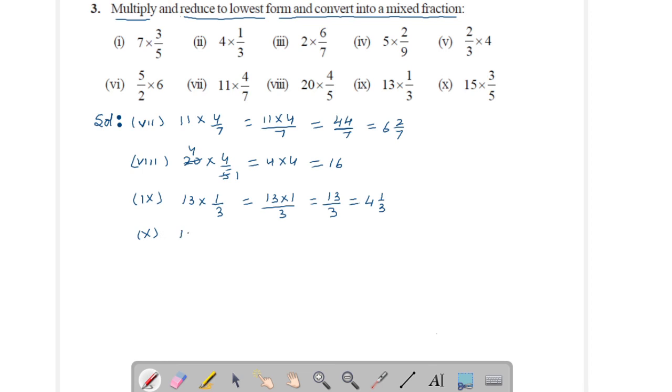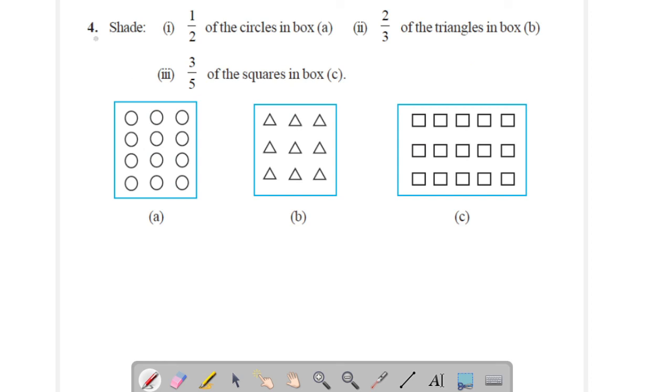It is 15 into 3 upon 5. Here you can cancel 15 and 5 by 5. 5 ones are 5, 5 threes are 15. This can be written as 3 into 3. 3 threes are 9. This is your answer. Now come to question number 4.